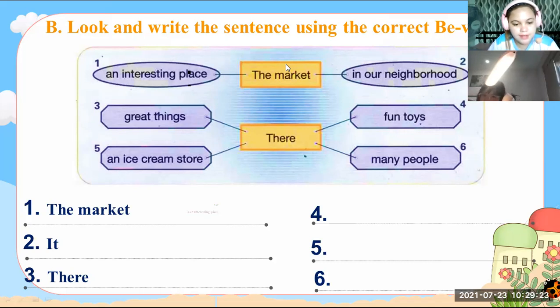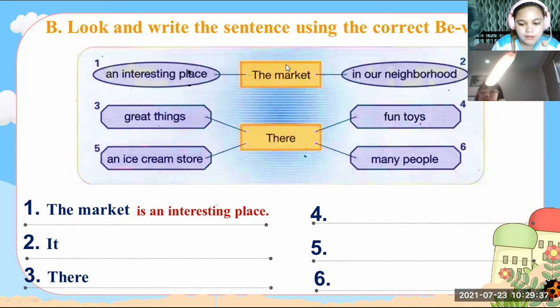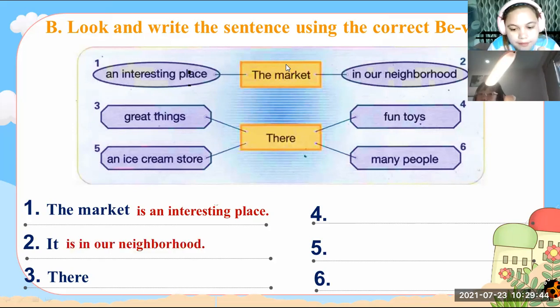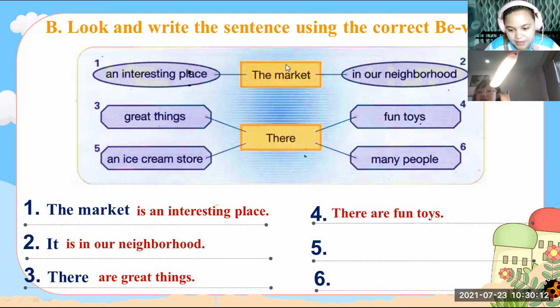Very good. That's correct. Number two, it is in our neighborhood. Okay, in our neighborhood. Number three, they are great things. They are great things. Yes, there are great things. Next one. They are fun size. Yes, there are fun toys.